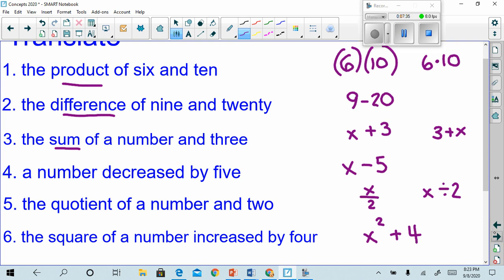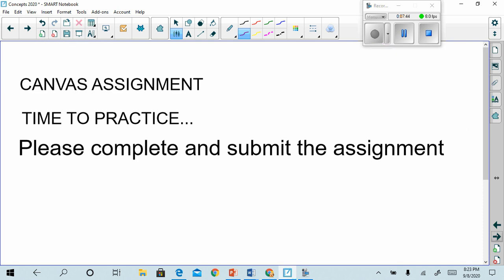Translations are very important when we start to solve word problems, knowing how to set up an expression or an equation in order to solve. Short lesson today. Now I want you to go back to your Canvas page, find the assignment, and you can practice. We'll have our live Zoom lesson. We'll go over this in more detail.